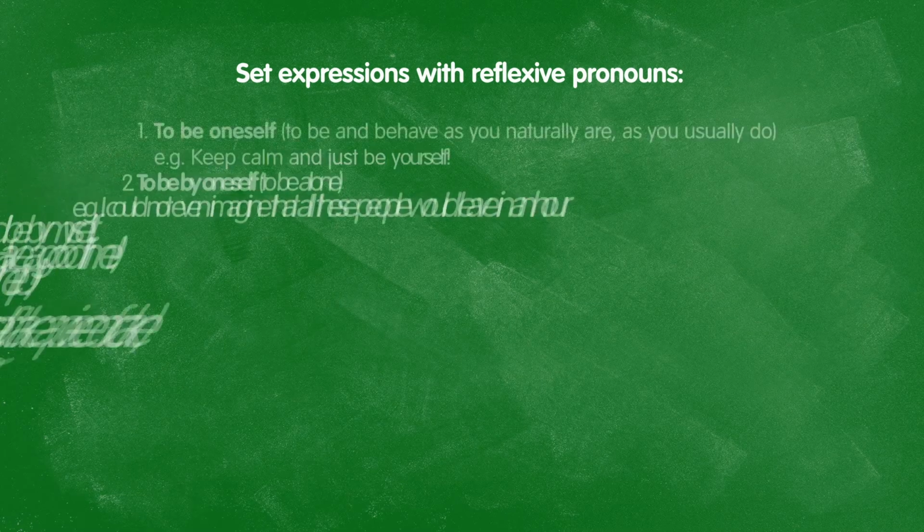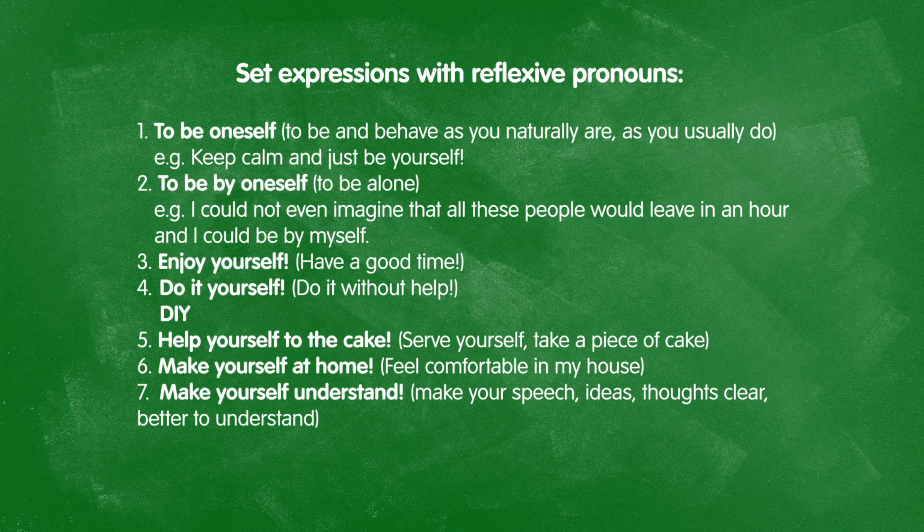Now, just like there are set expressions for to make yourself at home, there are other set expressions in English which make use of reflexive pronouns. Let's look at a few together. To be oneself. It means to be and behave as you naturally are or as you normally do. Like in the sentence, keep calm and just be yourself. Also, to be by oneself or to be alone. Like in the example, I could not even imagine that all of these people would leave in an hour and I could be by myself.